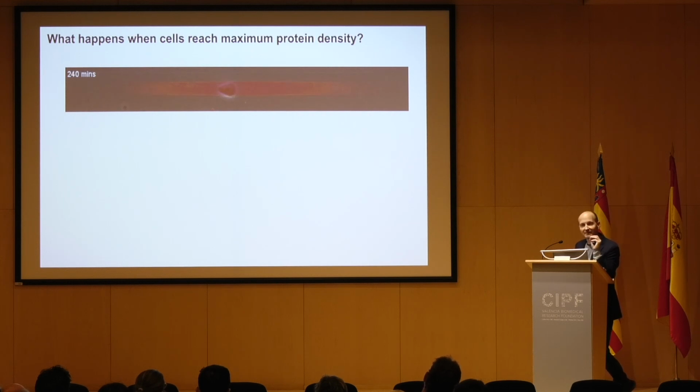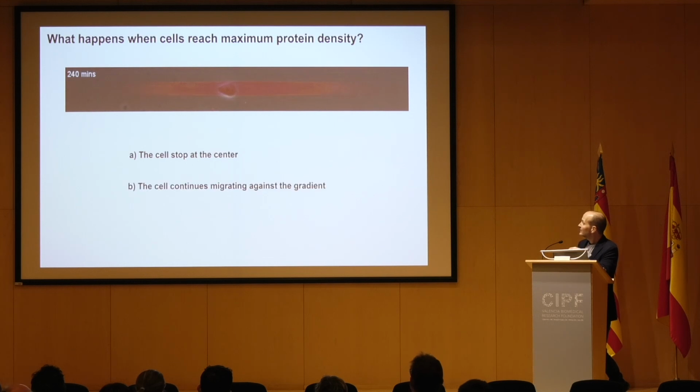And this is where the interactive talk starts, because this is a quiz. This cell has three options. The first one is not to move. So you stop there, you're happy, highest density, I'm stopping there. The other option is it continues to go, but then it has to continue down the gradient. And the other option is it turns and moves down the gradient, but in the other direction.